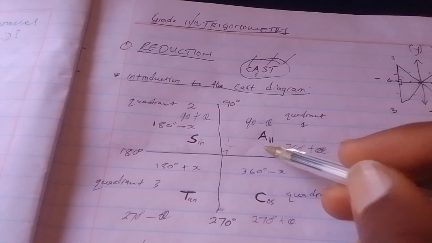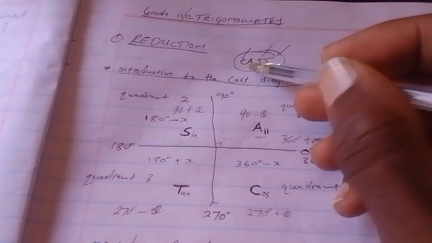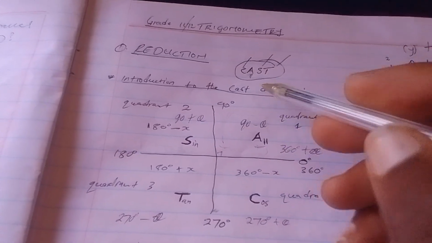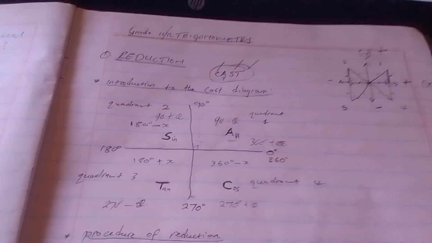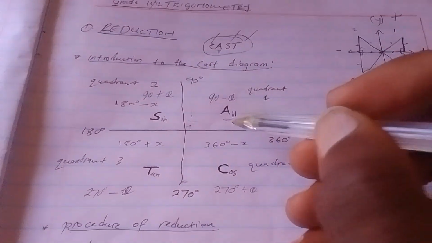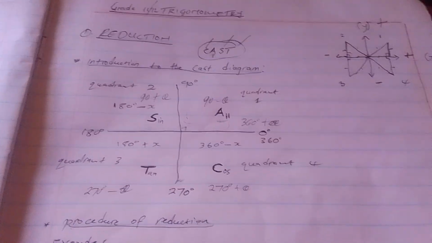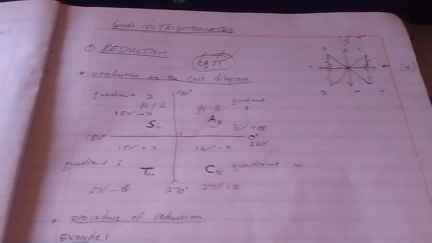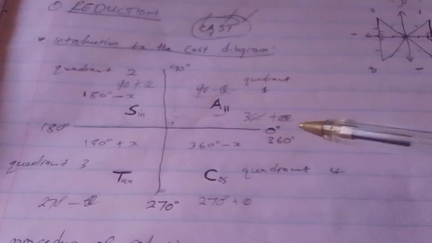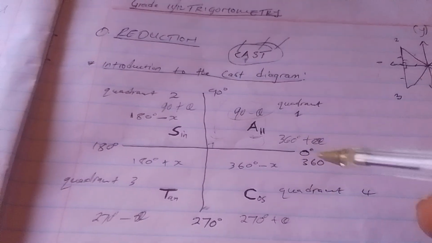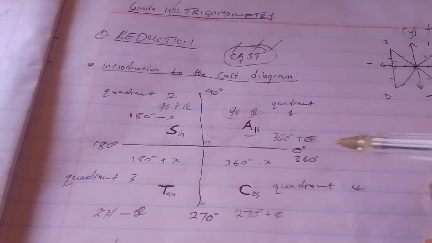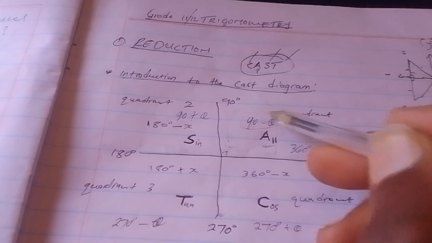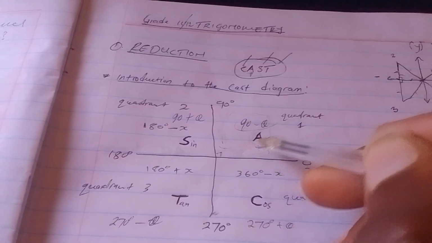Here the A on our CAST means that all of these trigonometric ratios, our tan, our cos, and our sine, are positive in this first quadrant. They are all positive. Hence you see this 90 minus theta. This is how you draw your CAST diagram, guys. From 0 up until 90, it means that any angle you find here has to fall under this quadrant.